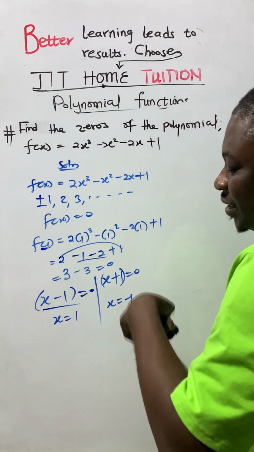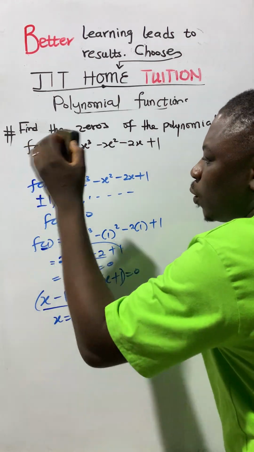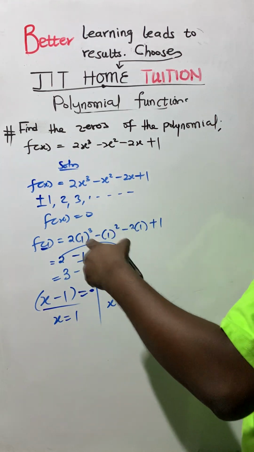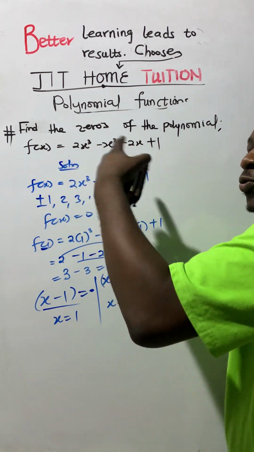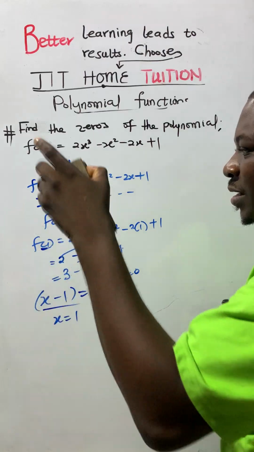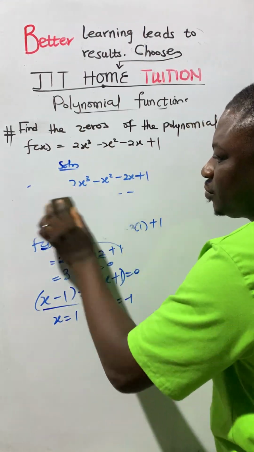Now, having gotten this factor, you are going to use it to divide this polynomial to get the quadratic expression. Then you will find the values of the other zeros. So now let's look at it.